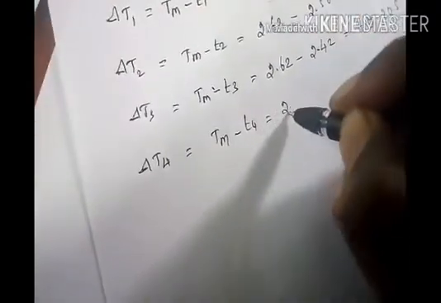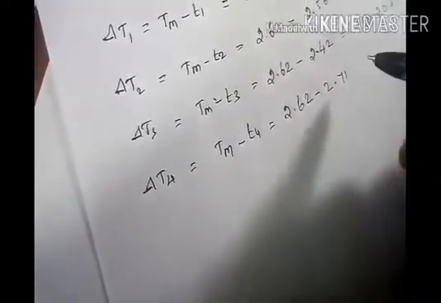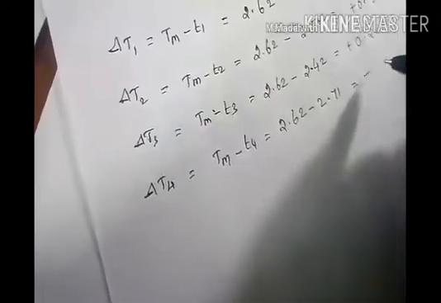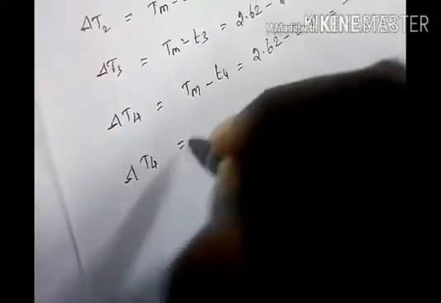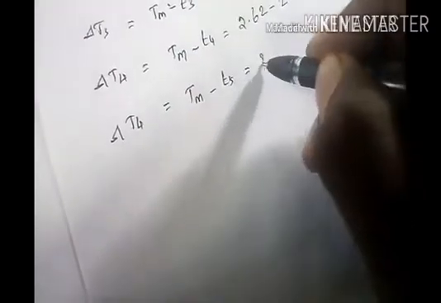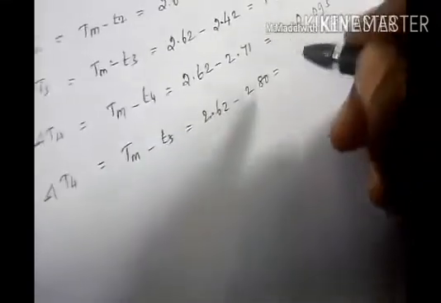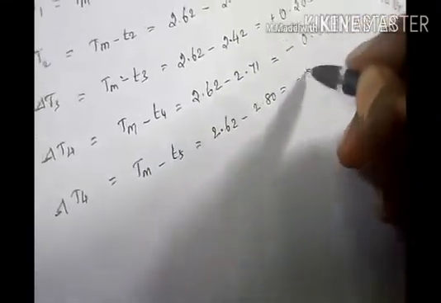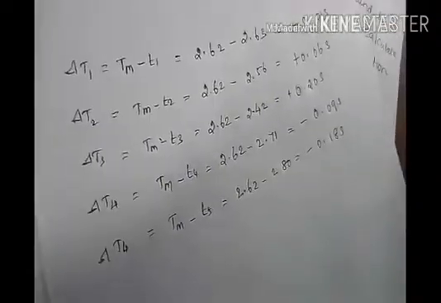Next, delta t4 value is Tm minus t4. The Tm value is 2.62, the t4 value is 2.71, equal to minus 0.09 second. Then delta t5 equal to Tm minus t5. Here the mean value is 2.62 minus the t5 value 2.80, the final result is minus 0.18 second. This is the absolute error in each measurement.